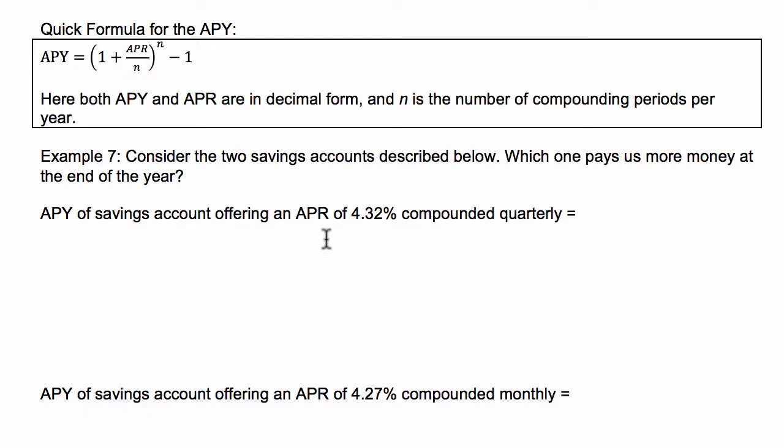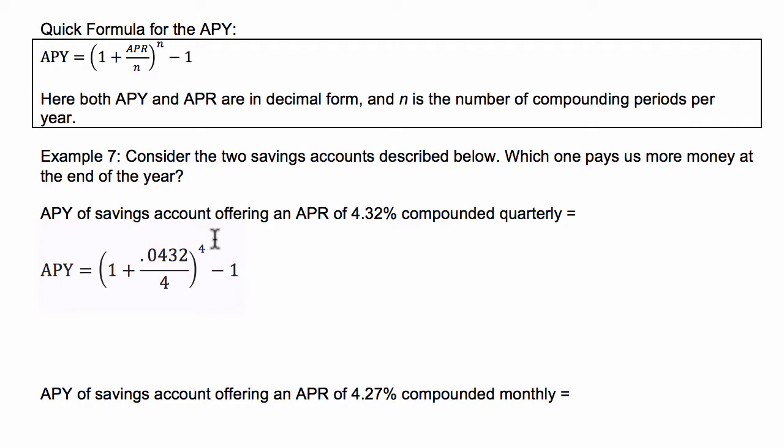To find the APY of this first account, let's substitute 0.0432 into our formula for APR and 4 into our formula for n. We get APY equals the quantity 1 plus 0.0432 over 4 to the fourth power minus 1. Instead of trying to simplify this, I carefully input all of this into my calculator, including the parentheses and the exponent. Also, be careful that this minus 1 is not part of the exponent.